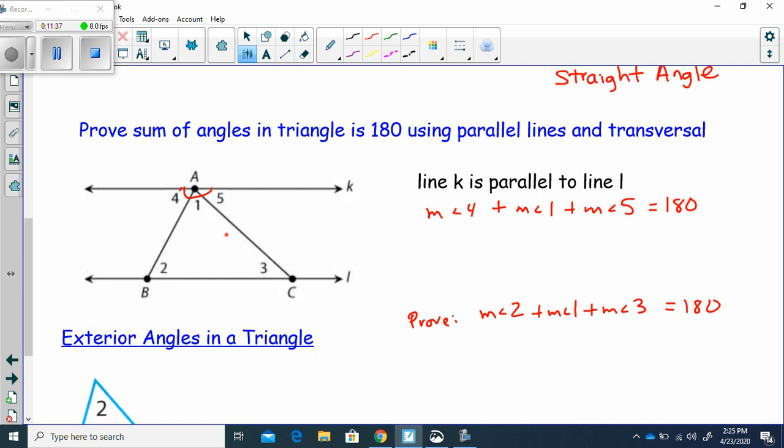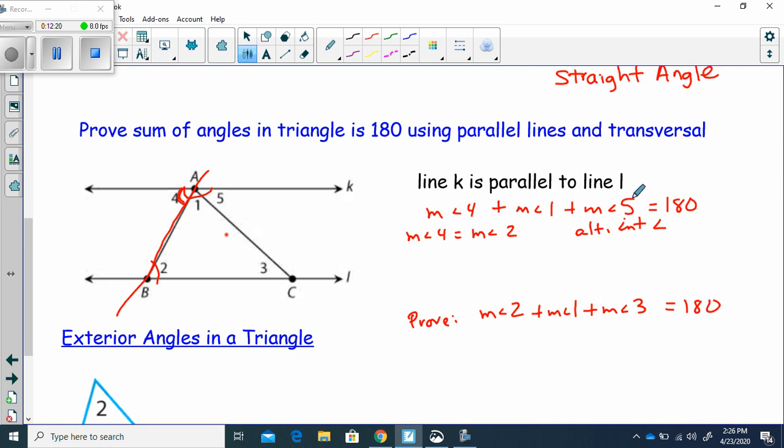Well, let's look here. Angle 4. We've got two parallel lines, and we have this transversal that runs right there, don't we? Wouldn't that mean angle 4 and angle 2 are alternate interior angles? They would be congruent. So I know that the measure of angle 4 is equal to the measure of angle 2. Why? Because they're alternate interior angles formed when two parallel lines are intersected by a transversal, right? So I'm going to be able to put this 2 where this 4 is in a minute.